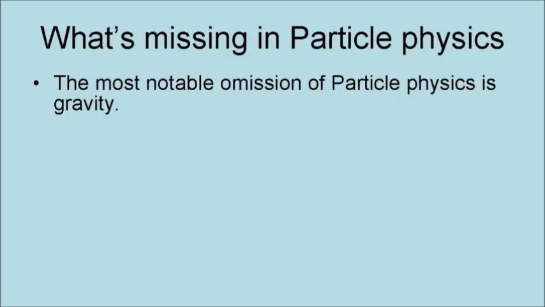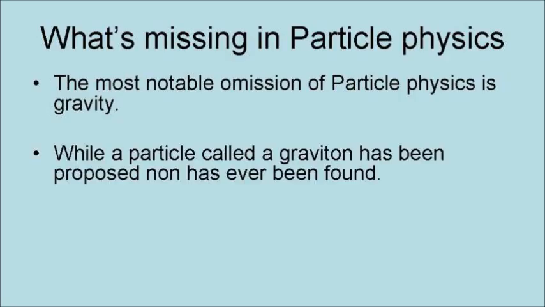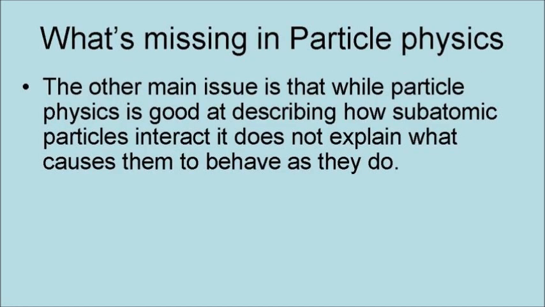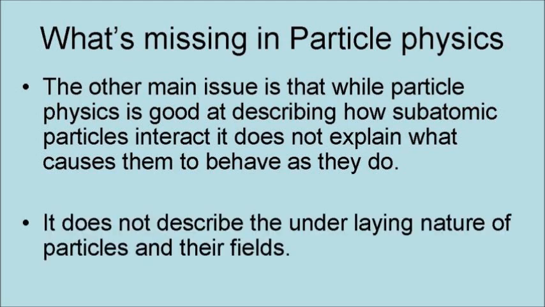The most notable omission of particle physics is gravity. While a particle called a graviton has been proposed, none have ever been found. Developing a theory that includes gravitons is hard to reconcile with general relativity. The other issue is that while particle physics is good at describing how subatomic particles interact, it does not explain what causes them to behave as they do. It does not describe the underlying nature of particles in their field.